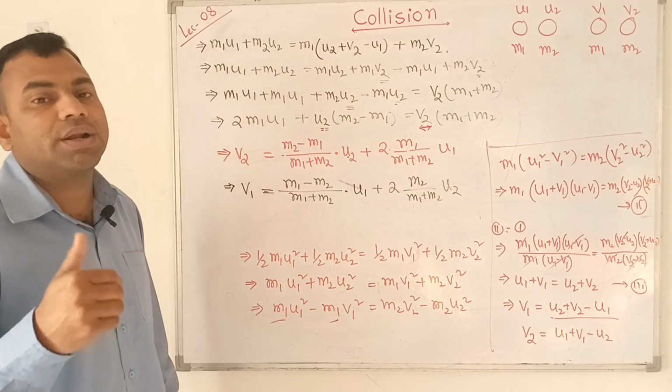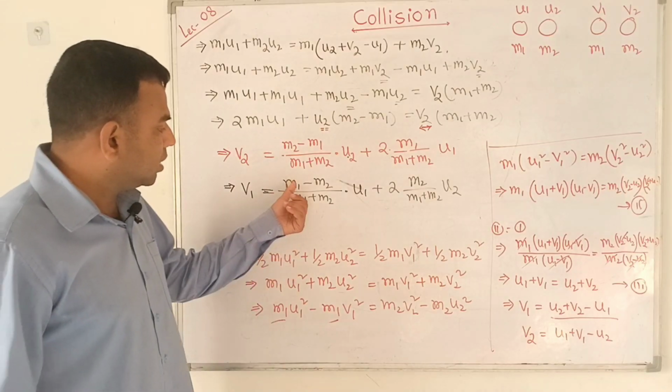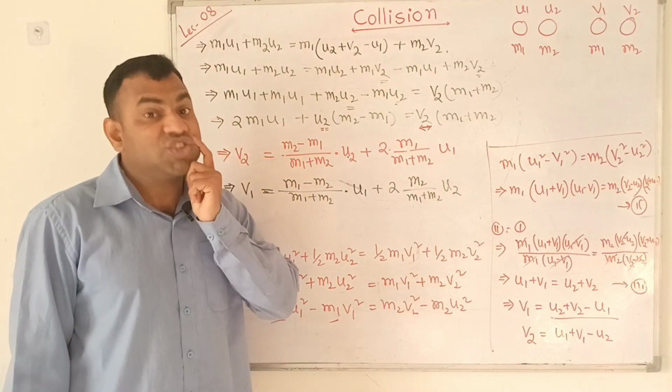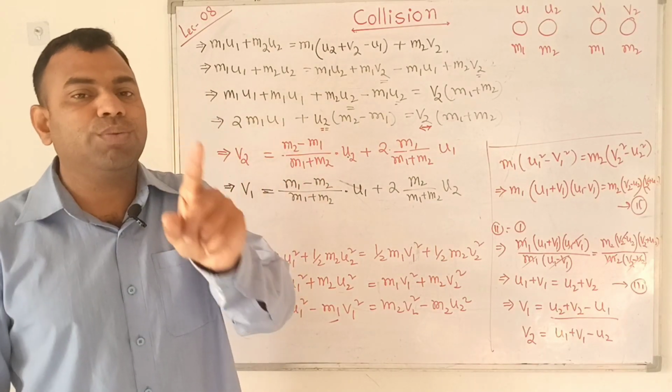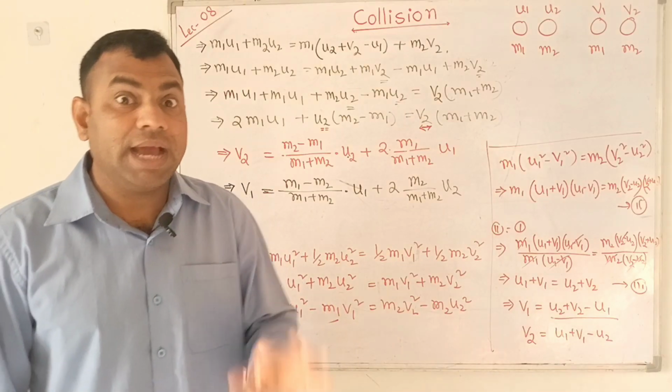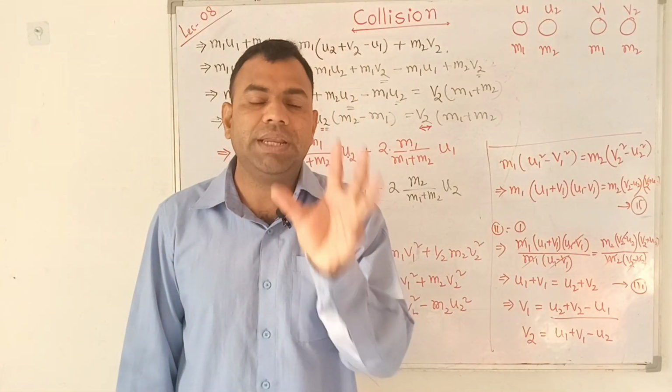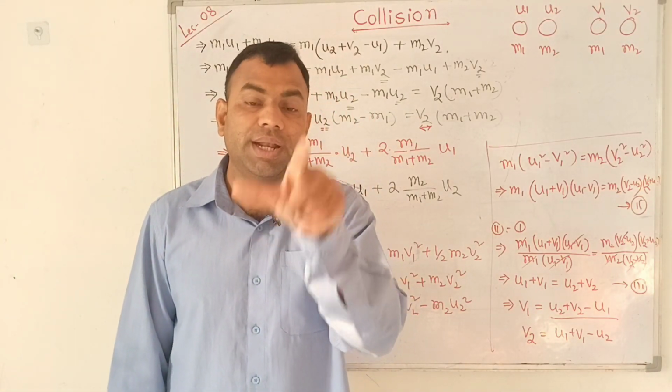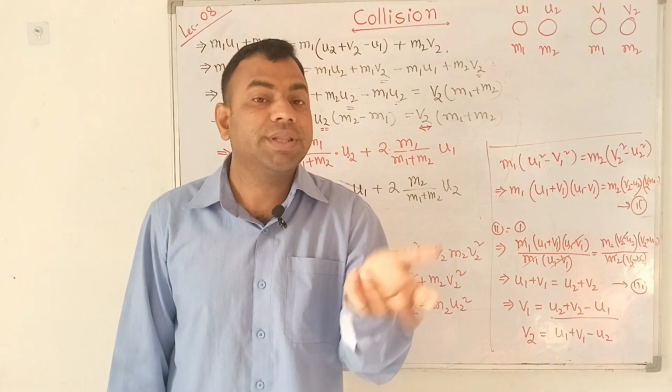So next we will study the special cases of the elastic condition. What type of special conditions will there be? First, the masses will be identical. Second, one mass will dominate the other, in the sense that m1 will be very much greater than m2, and m2 will be very much greater than m1. Third condition.